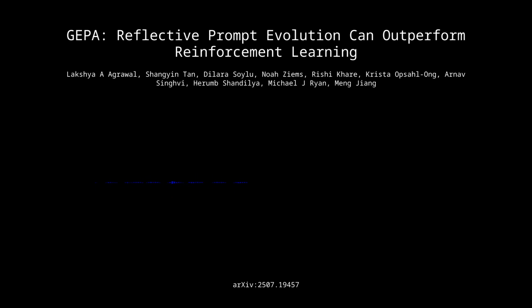Third, HoVer. Open domain multi-hop fact extraction and claim verification. Here, they evaluated the system's ability to write good queries to find relevant Wikipedia documents. And the feedback.